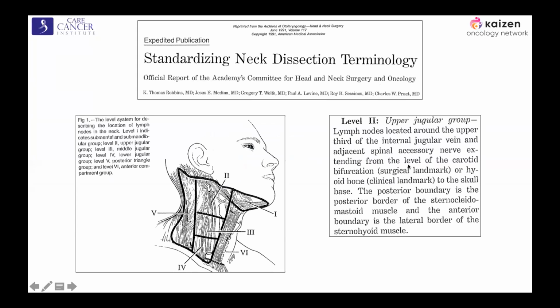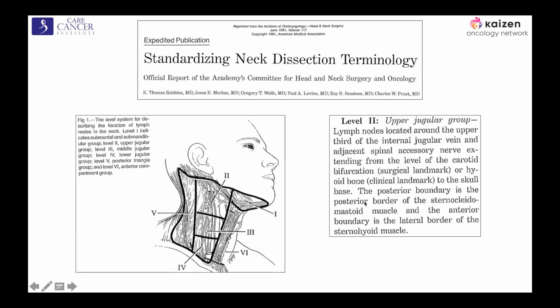So level 2, as defined by Thomas Robbins in 1991, the first paper that started definitions for nodal levels, they called level 2 the upper jugular nodes, and this terminology is still retained. So level 2 is lymph nodes located around the upper third of the internal jugular vein and the adjacent spinal accessory nerve, extending cranially from the base of the skull caudally up to the bifurcation of the common carotid artery or the hyoid bone, which can be used as a surrogate for the bifurcation of the carotid artery.